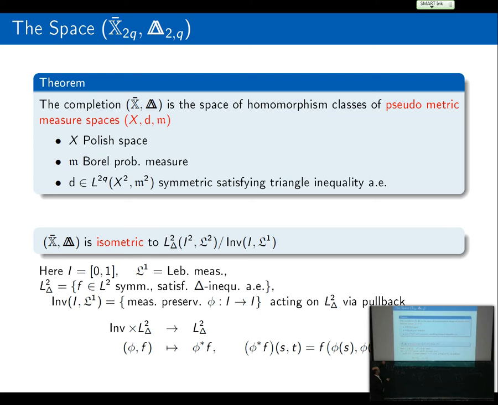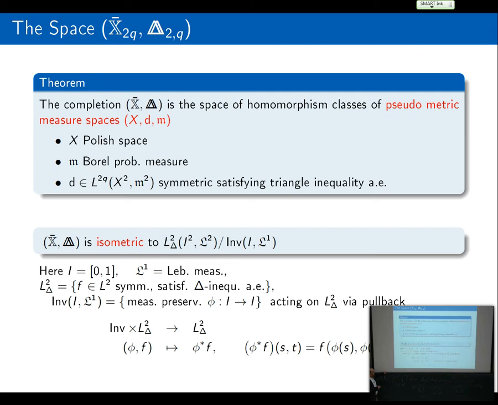So this is just once more a statement from before. And now one way, perhaps, which helps you to get another view on this space is that this space of all pseudometric measure spaces is isomorphic to the L2 space on the unit square with the Lebesgue measure, modulo the action of some symmetry group. It's not really a group, but it's like the action of a group. And I will try to explain this a little bit more in detail.